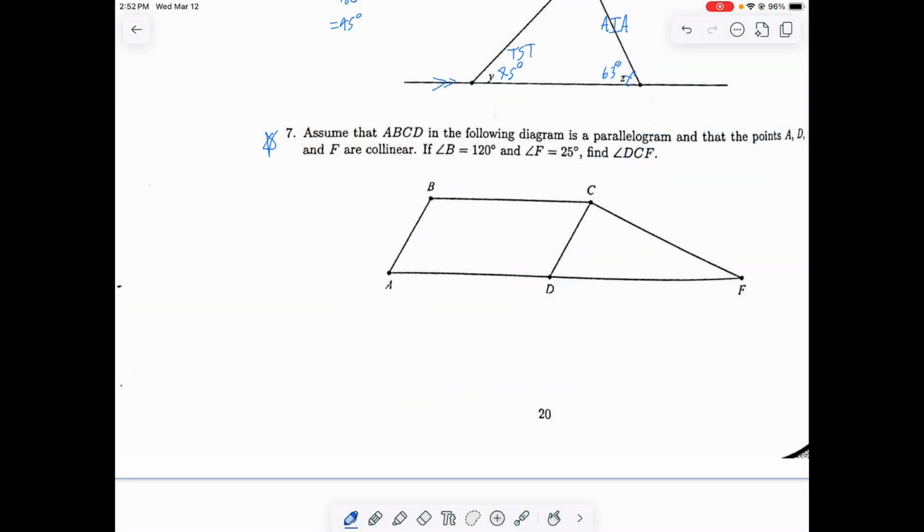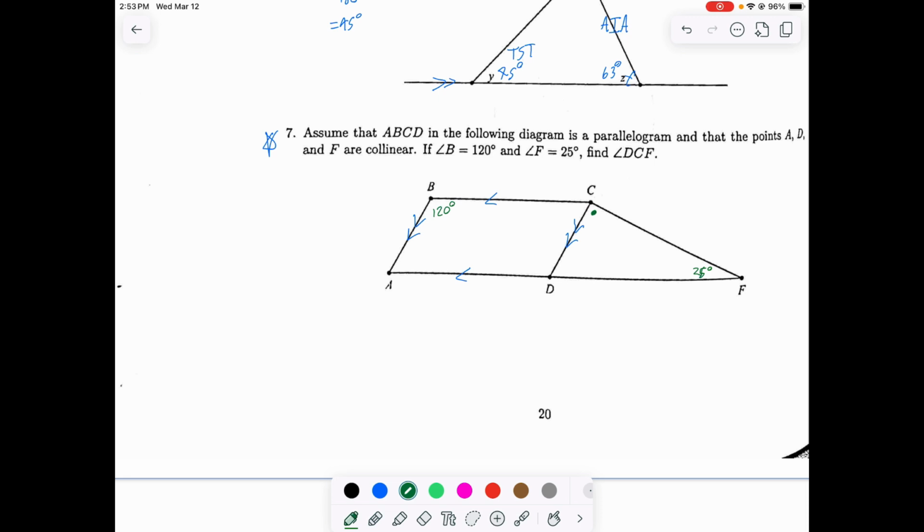And we are on to problem number 7. Assume that ABCD in the following diagram is a parallelogram. Let's go ahead and add those arrows to communicate that it is a parallelogram. All right, and that points A, D, and F are collinear. If angle B is 120 degrees, let's add that detail, 120 degrees. And angle F is 25 degrees. That's that one. Find the measure of angle DCF. So we want to find out what this angle is. All right. So what do we know?